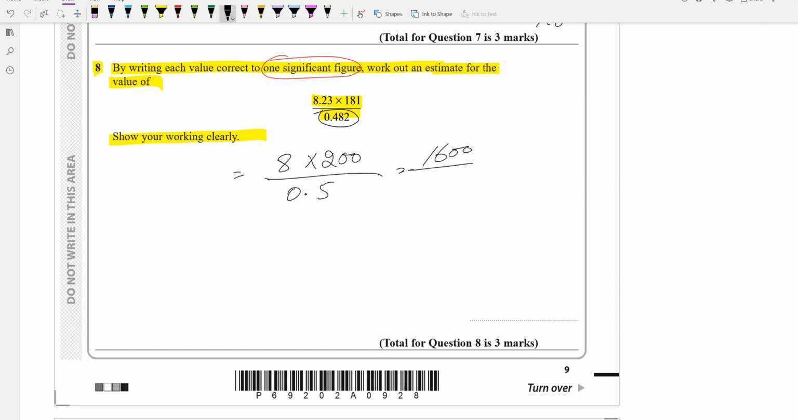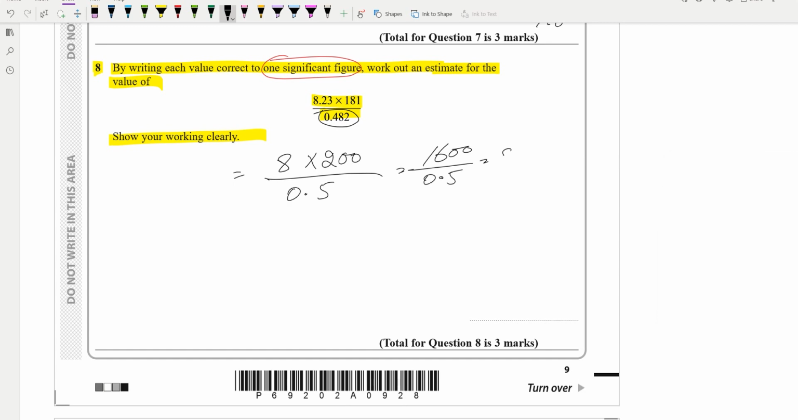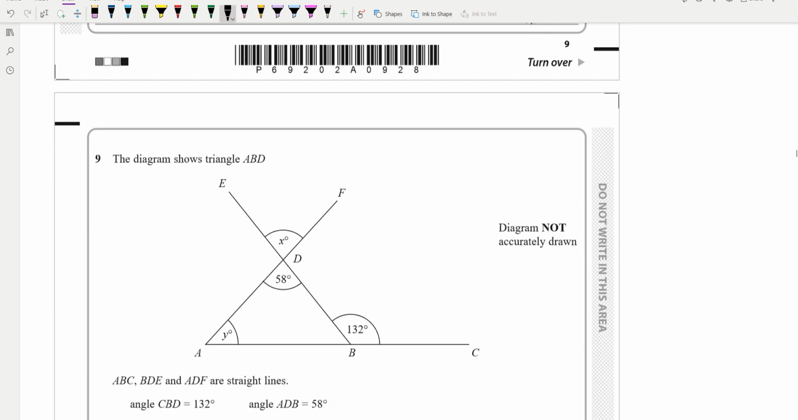We can write it as 1600, which is 8 multiplied by 200, divided by 0.5. With the help of a calculator, if we divide by 0.5 we will get 3200, and 3200 will be written at the proper location. And this was a 3-mark question.